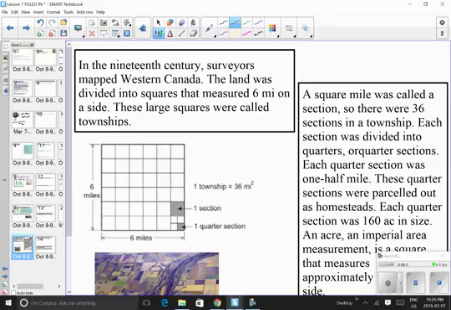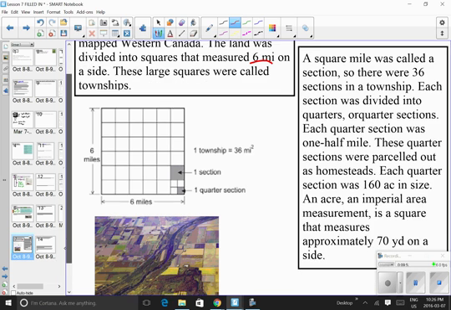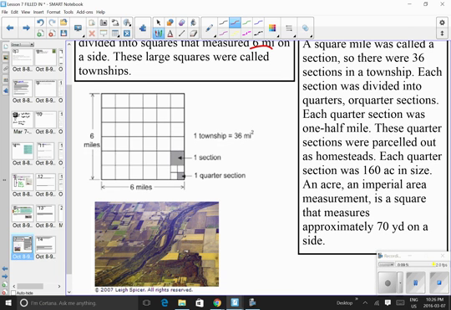So another way to measure big areas is the idea of sections and townships. So in the 19th century, surveyors mapped Western Canada. The land was divided into squares that measured 6 miles on each side, as you can see here, 6 miles. These large squares were called townships. So each square mile was called a section. So there were 36 sections in one township. So that's what these are. These are all the square miles. So those are the sections.